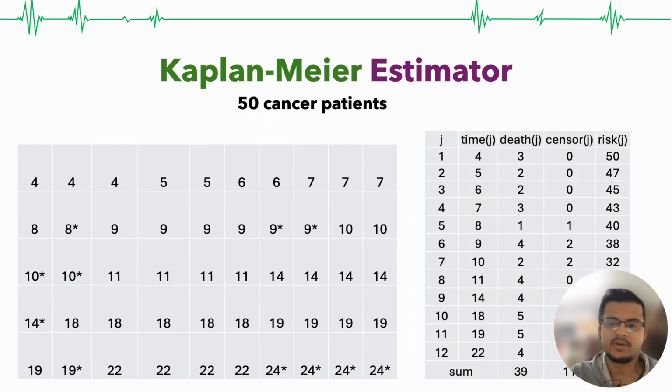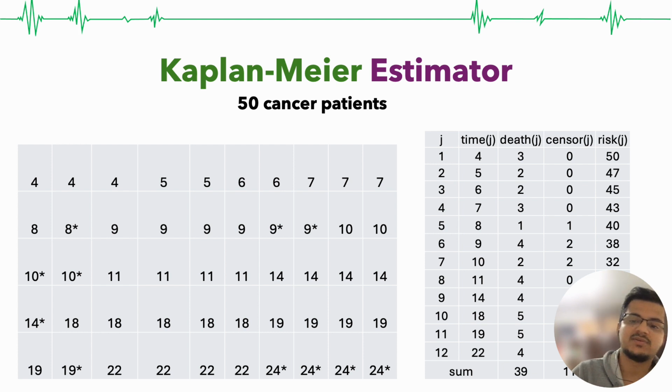You can see that we have recorded 3 deaths in time 4, 2 deaths in time 5, 2 in time 6, and so on in the death J column. For the censored data, we have recorded them all in the appropriate row. For example, 1 was censored in time 8, 2 were censored in time 9, and so on.